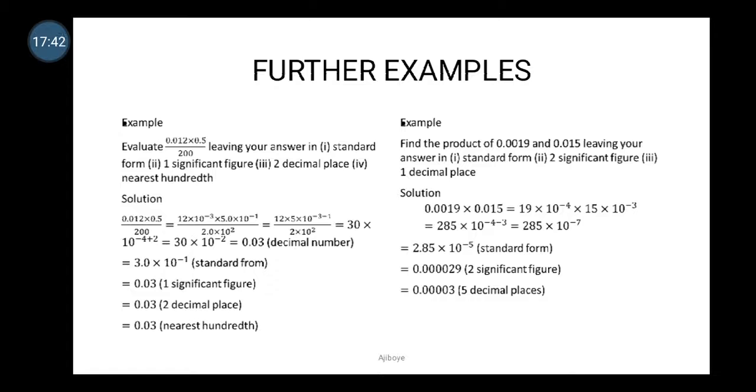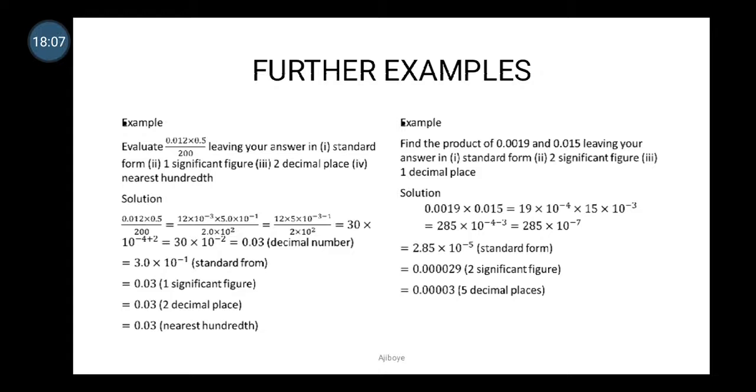I'll do the same thing for the 0.015, and that also will give me 15 times 10 raised to the power minus 3. If I combine both, 19 times 15 is 285. Then I apply indices on the 10. I will have 285 times 10 raised to the power minus 4 minus 3. And that will be equals to 285 times 10 raised to the power minus 7.